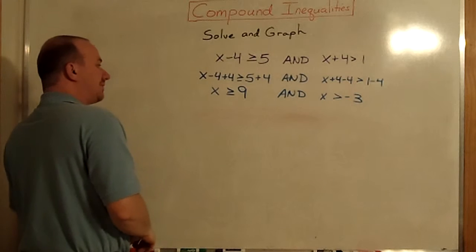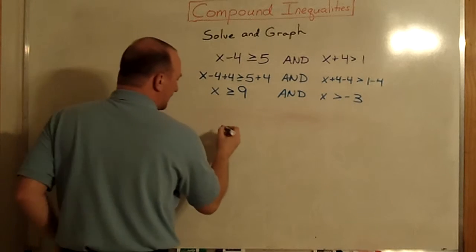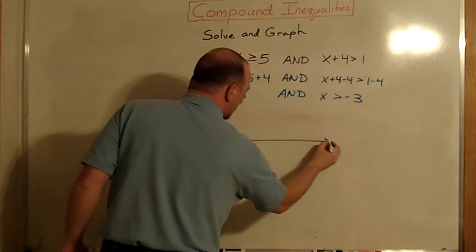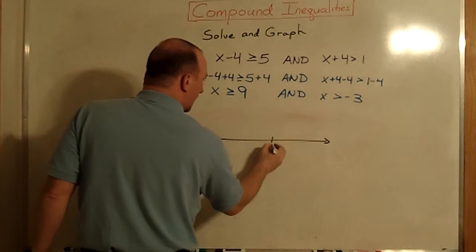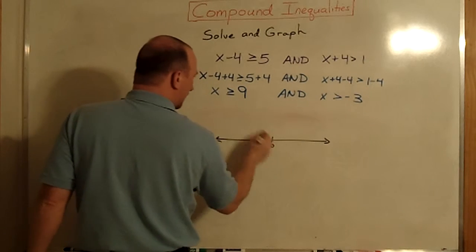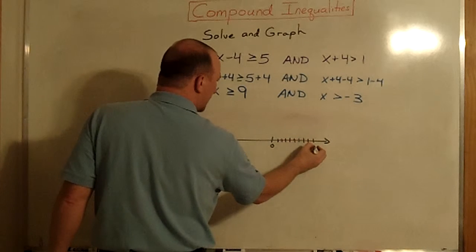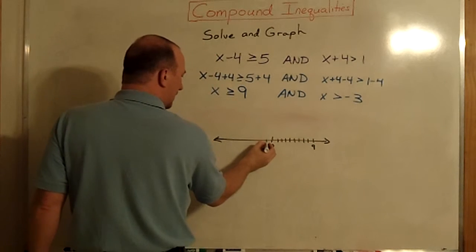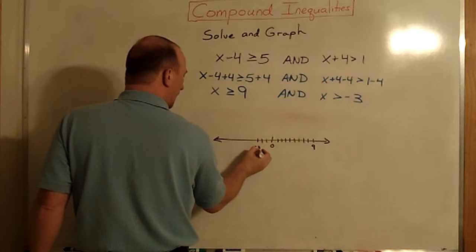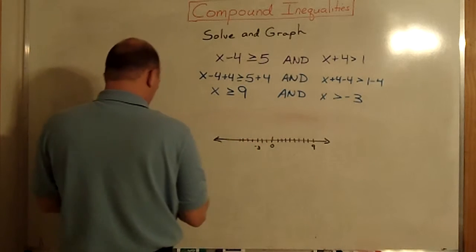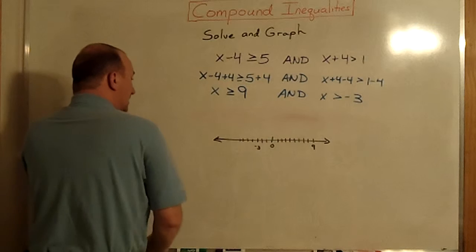Now we're going to graph. And you'll see the difference between this and when we did the "or"s. So let's do this. We got 9, 1, 2, 3, 4, 5, 6, 7, 8, 9. Negative 3. Put some other ones. Now you'll see the difference.